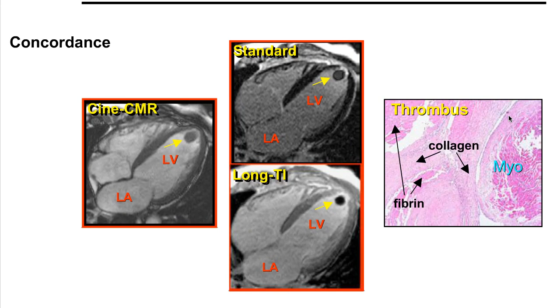Here's an example of a concordant study. So here's our cine MR sequence. This is our delayed enhancement sequence, and this is the long TI. So this group did a good job describing this sequence to use for looking for thrombus in the LV. And with the long inversion time imaging, we won't go into the technique of that, but the thrombus will stay pretty much jet black, while everything else that has GAD in it will continue to recover signal. So here we see a concordant example.